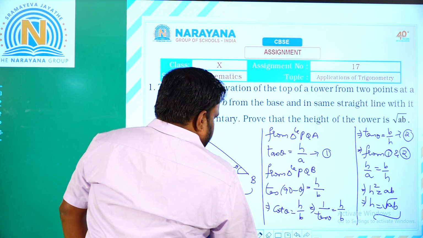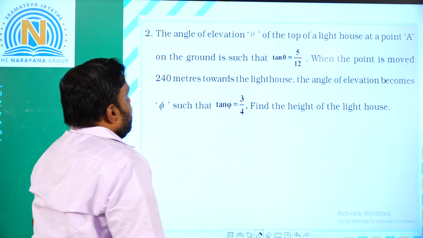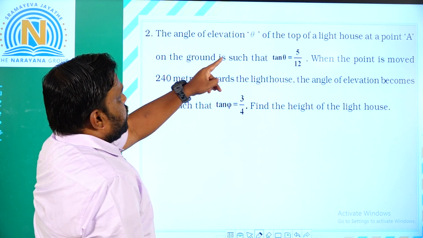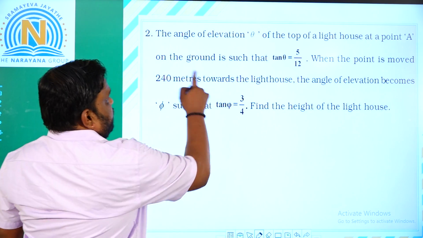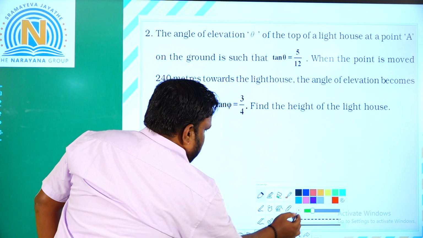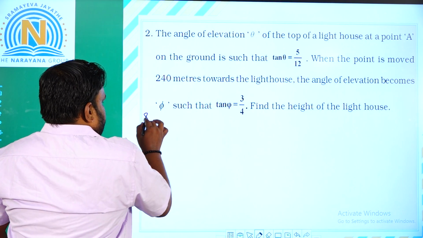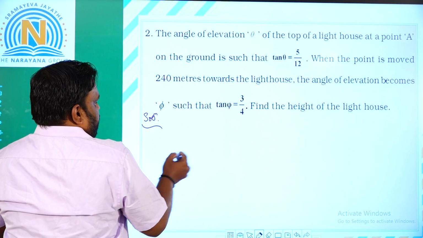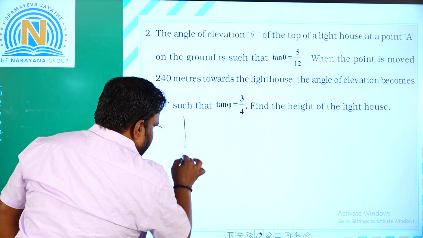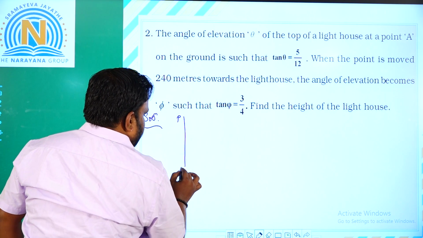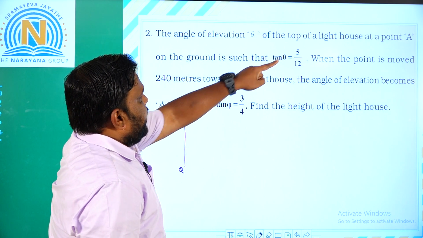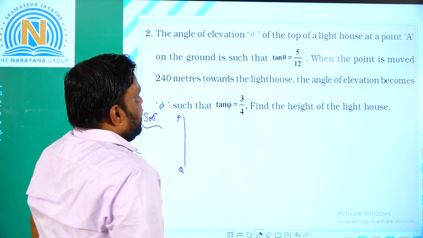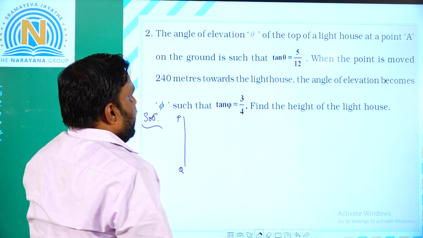Now, coming to the next question. The angle of elevation theta of the top of a lighthouse at a point A on the ground. So now, first we have a lighthouse. So let us look at the solution for this one. This is the normal ground. See, first of all, let us suppose we take this as a lighthouse PQ. Next, the angle of elevation theta of the top of a lighthouse at a point A on the ground is such that tan theta is equal to 5 by 12.